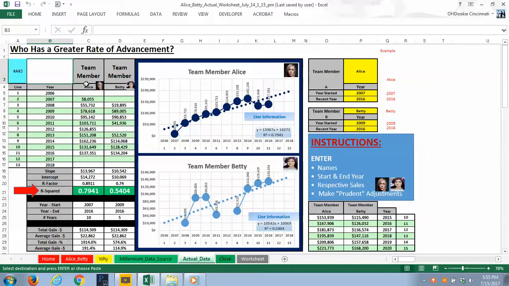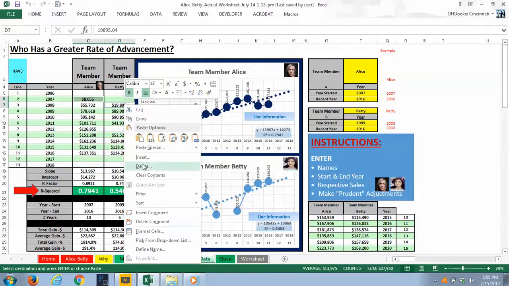We have Alice right here, and right now she's been with us for 10 years. We need to adjust that. But right now, this line here, we're going to take and call what's a statistical term called smoothing. We're going to get the first years of their employment with us. We're going to take that and delete that.